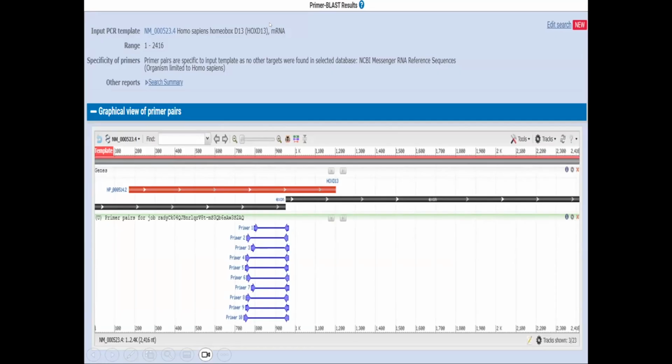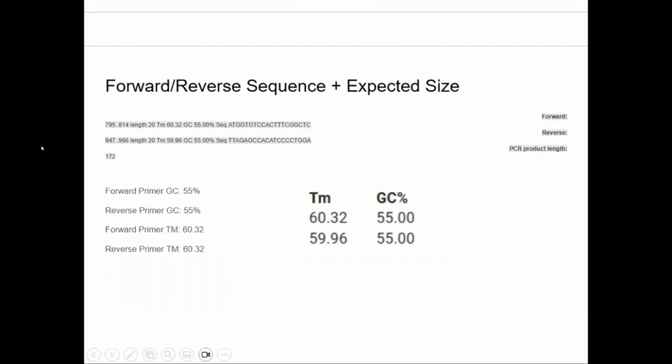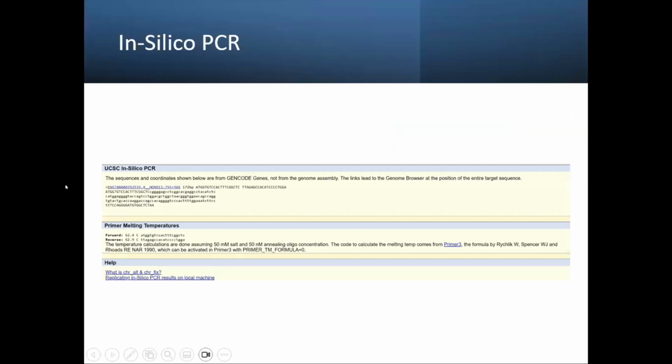So this was a screenshot of the results on the NCBI Primer Blast website, and I chose Primer 1, and this was using the Hox D13, as I mentioned earlier, in mRNA sequencing. Here's another screenshot of the specific results of Primer 1. And then we used in silico PCR as well to simulate how it would go in real life with the expected products. And then here's a screenshot of those results.